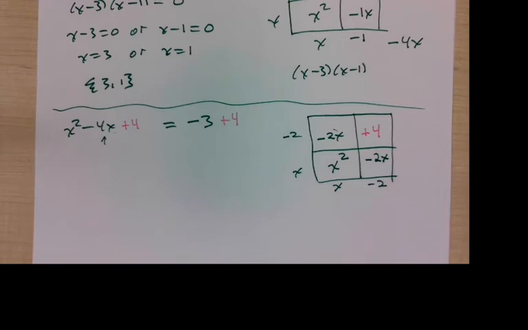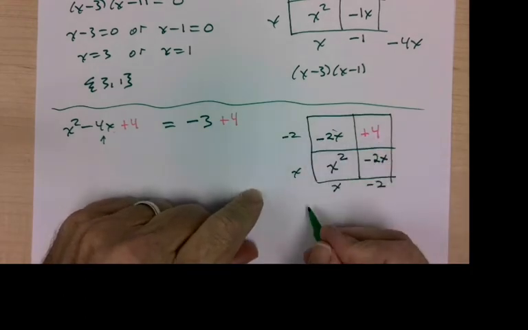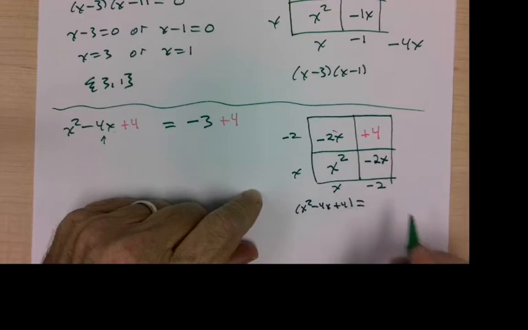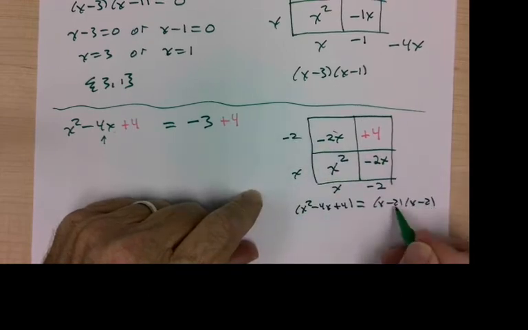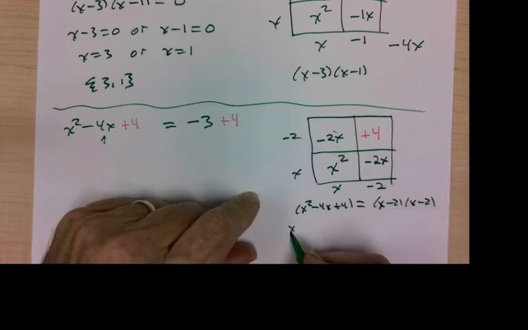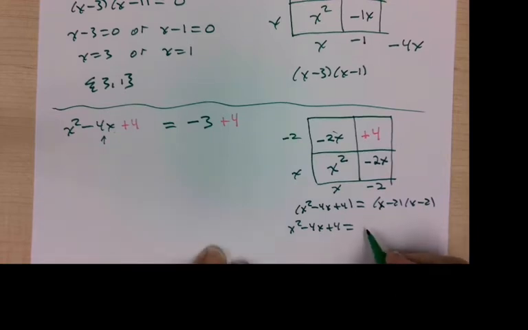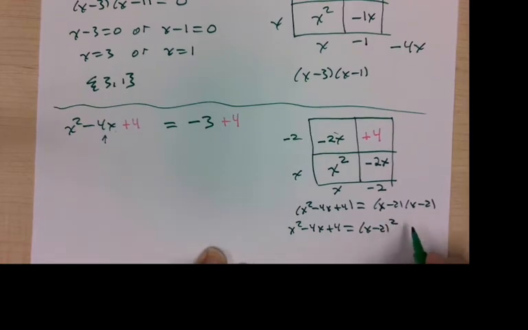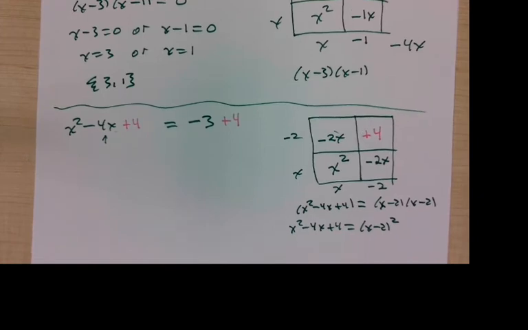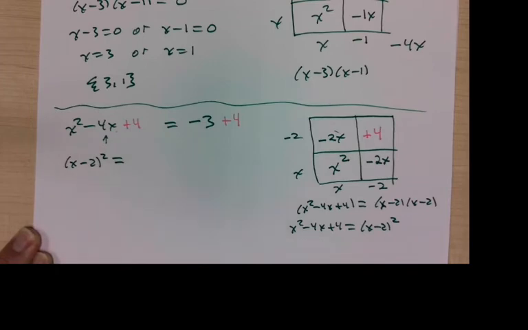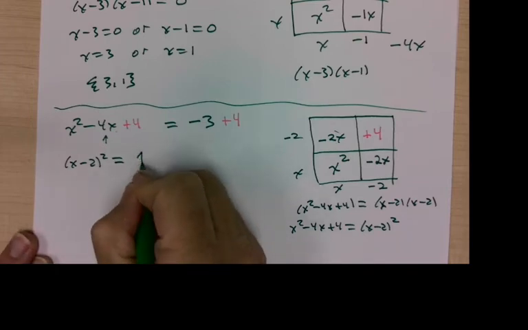Because what I've shown with this multiplication box is x squared minus 4x plus 4 equals x minus 2 times x minus 2. Or if you like, x squared minus 4x plus 4 equals x minus 2 squared. So the left-hand side here is x minus 2 squared. The right-hand side is negative 3 plus 4, which is 1.